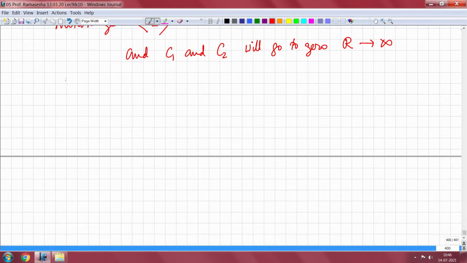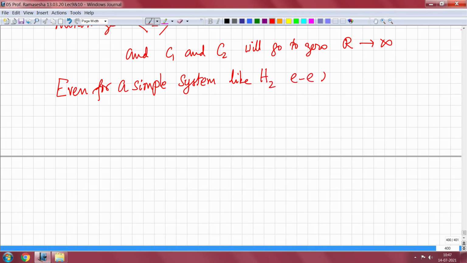So, the moral of the story is, even for a simple system like the hydrogen molecule, electron repulsions, which are explicit repulsions, cannot be ignored. Now, this is as far as molecules go. Now, let us see what happens in the case of metals.